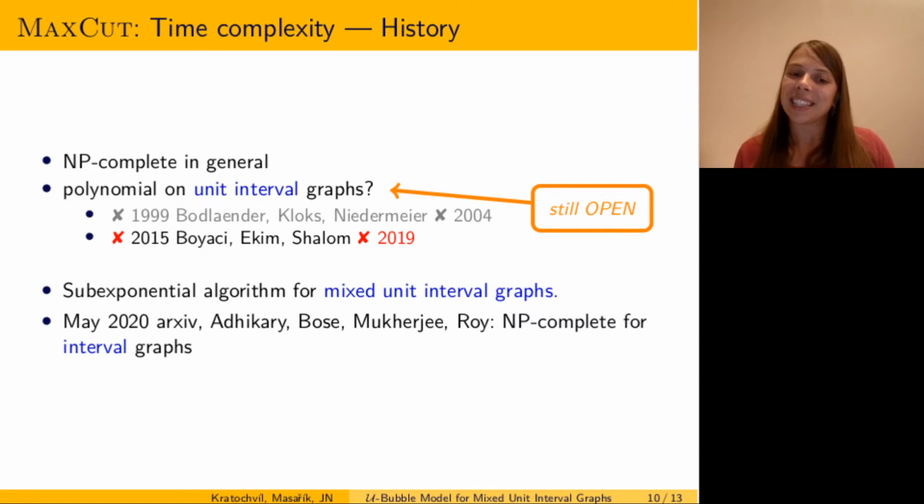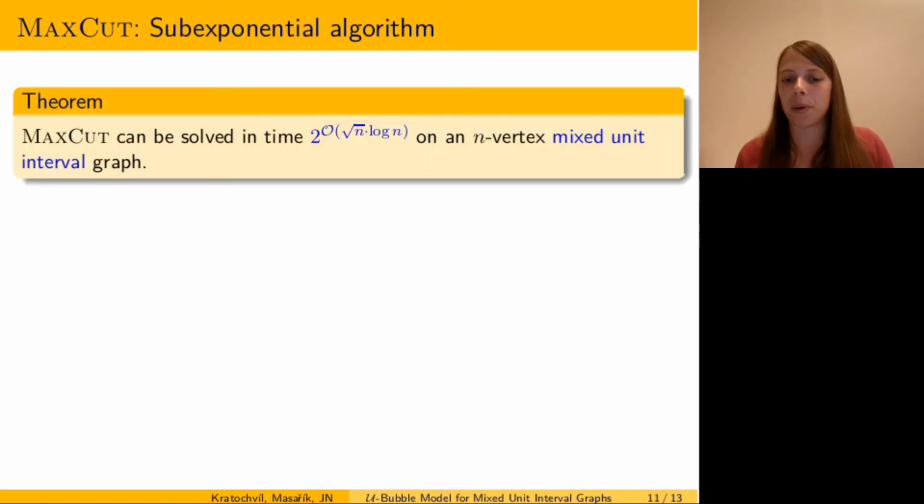And interestingly, at the end of this May, a paper about NP-completeness for interval graphs has appeared on arXiv. So that's a part of the history and also a motivation of our work. And now I would like to speak about the subexponential time algorithm itself.